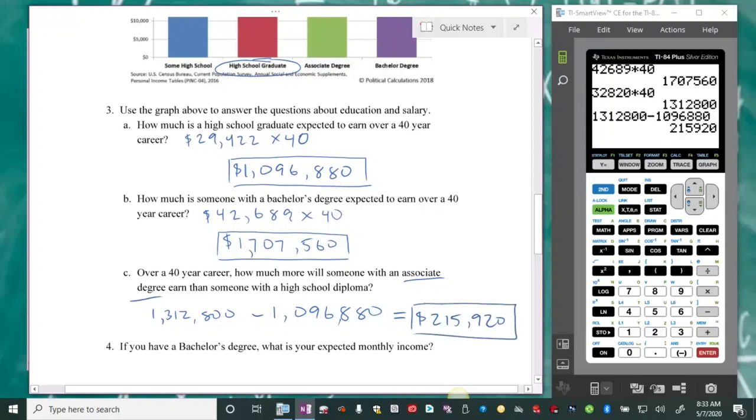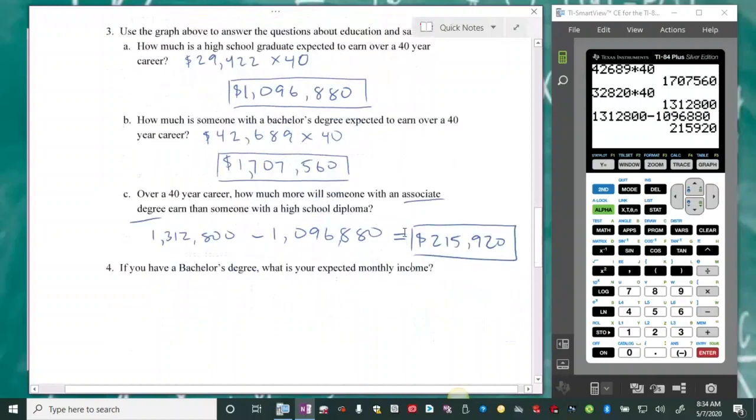Now number 4. If you have a bachelor's degree, what is your expected monthly income? Well, we have the income for a bachelor's degree earner right here in part B that we took off the graphic, but this is our annual salary.